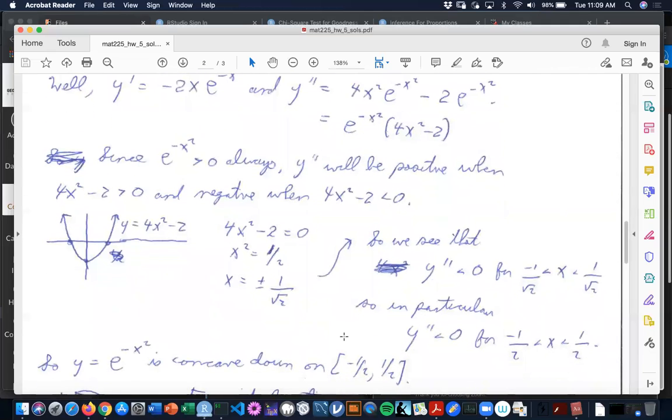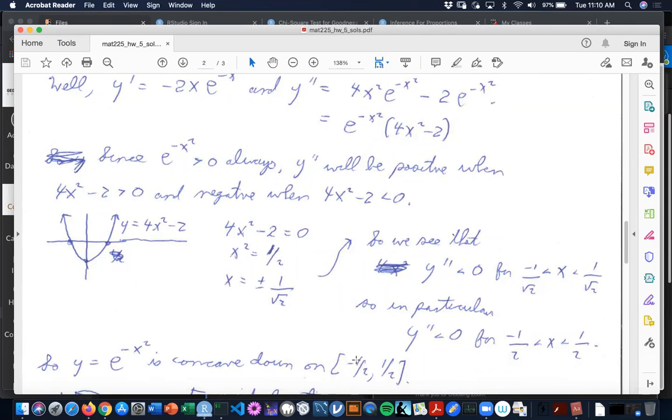So we get a negative y prime prime for the x's that are between minus 1 over root 2 and 1 over root 2. Now, thinking about 1 over root 2, 1 over root 2 is more than 1 over 2, because root 2 is less than 2. So 1 over root 2 is more than 1 over 2.